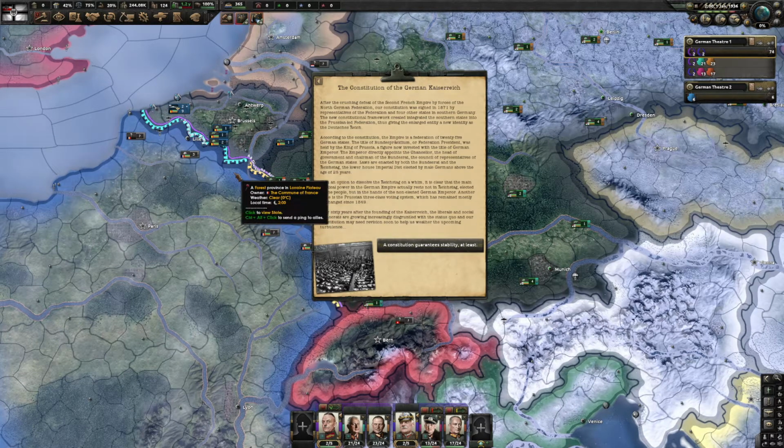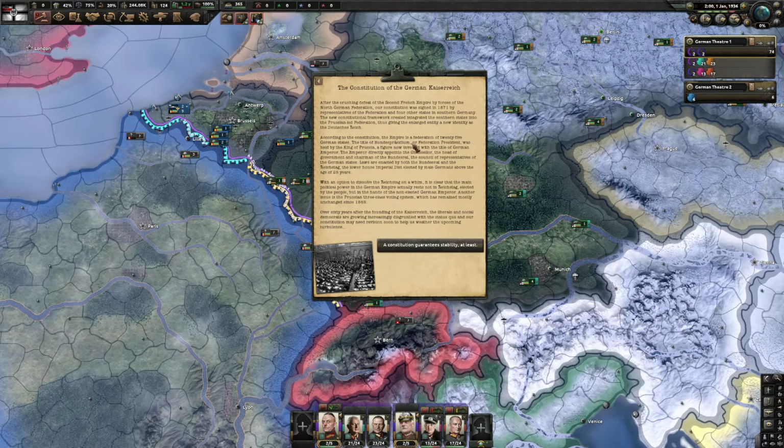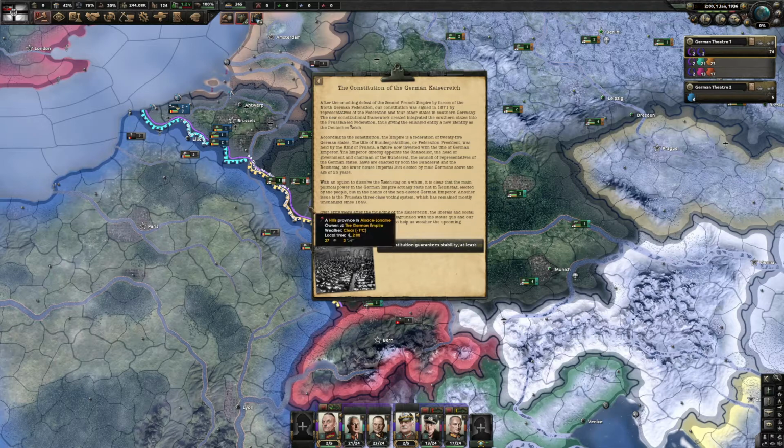The Constitution of the German Kaiserreich. After the crushing defeat of the Second French Empire by forces of the North German Federation, our Constitution was signed in 1871 by representatives of the Federation and 4 other states in southern Germany. The new constitutional framework integrated the southern states into the Prussian-led federation, thus giving the enlarged entity a new identity as the Deutsches Reich.